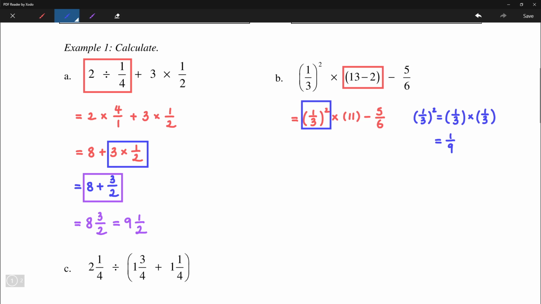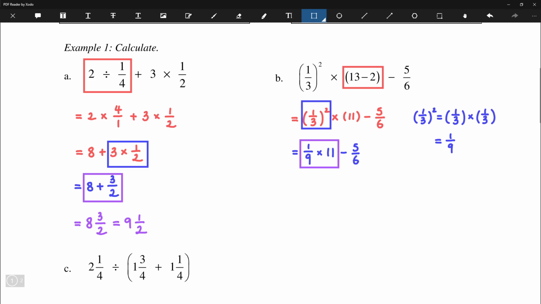So here we will have 1 over 9 times 11 minus 5 over 6. So from there, the next step is to multiply 1 over 9 and 11, which will give us 11 over 9 minus 5 over 6, which will be the last step.